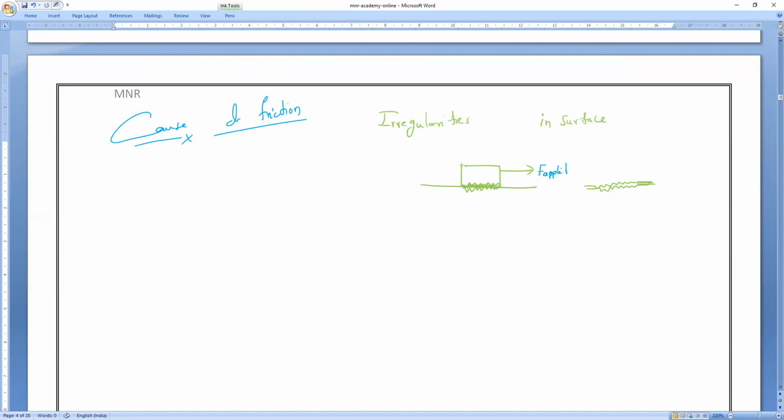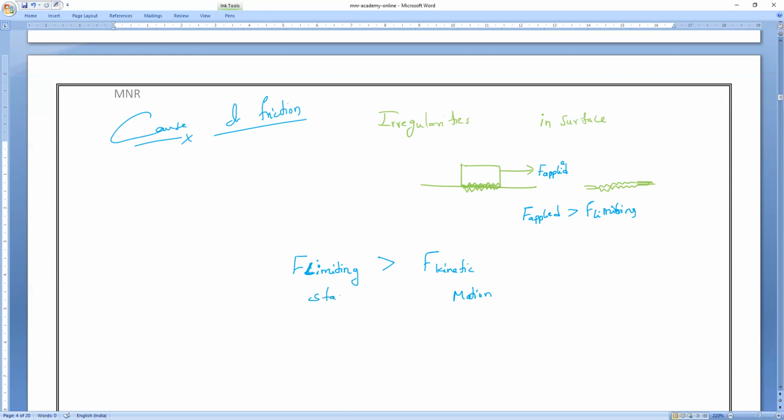If you want to make the body move, the applied force must be greater than F limiting. That is what you should remember. Okay, everybody clear? When F limiting is maximum, F limiting is starting to become greater than F kinetic, when the body is ready to move but is not in motion.